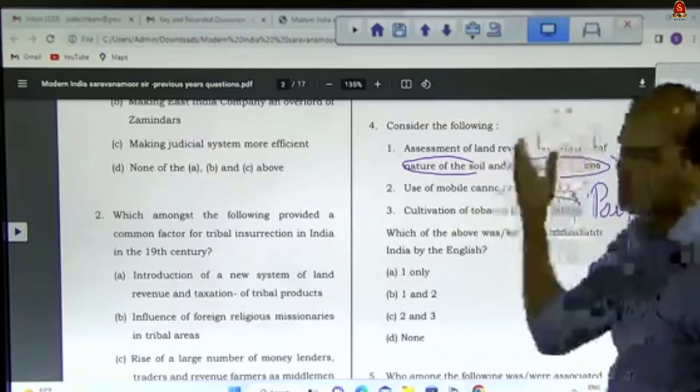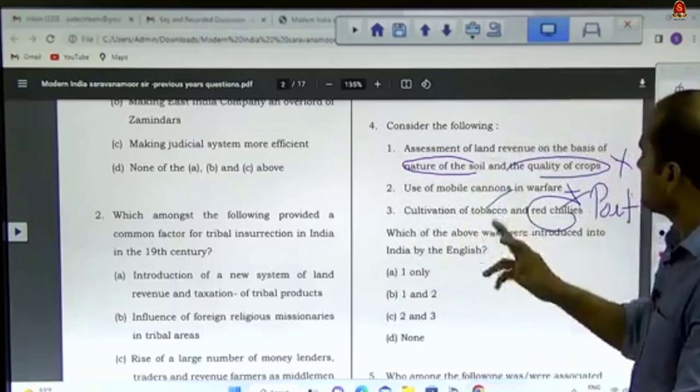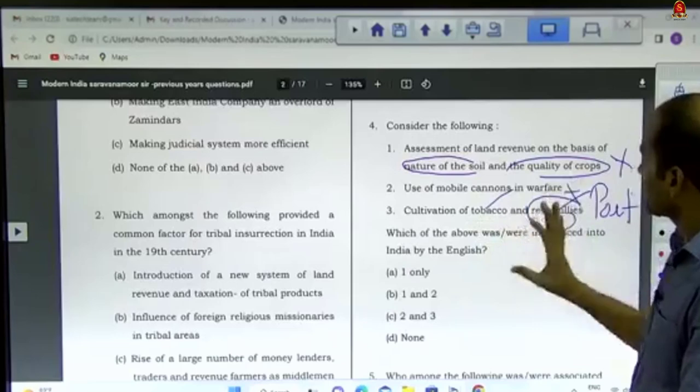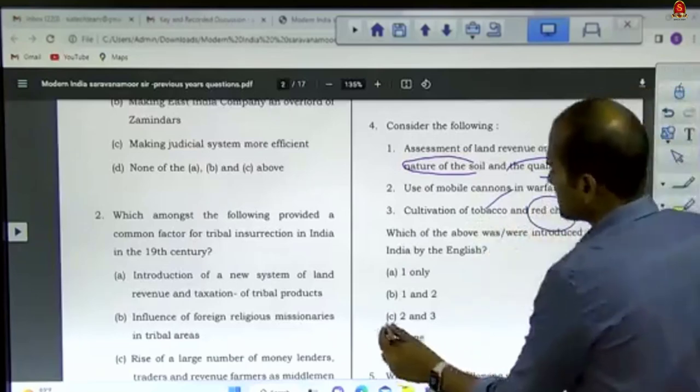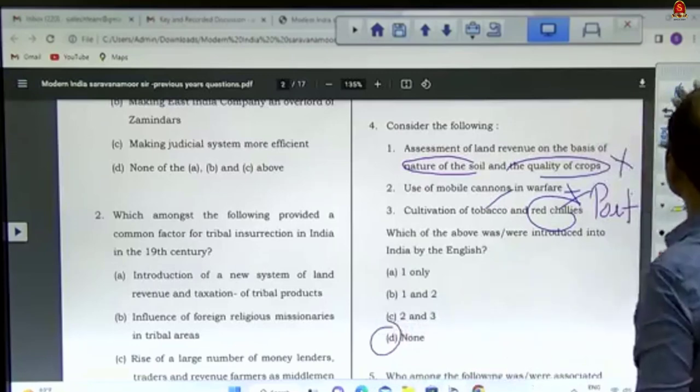Because this one is the South American crop, red. So the cultivation of tobacco and red chilies by Portuguese. Thus, none is the answer. Fourth question, answer D.